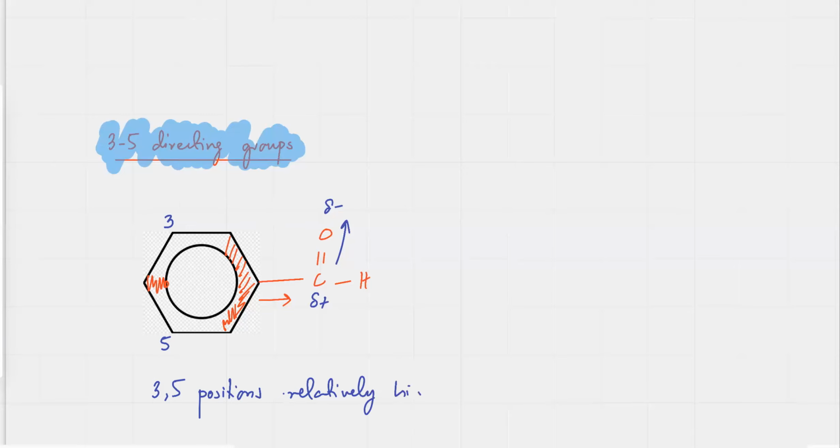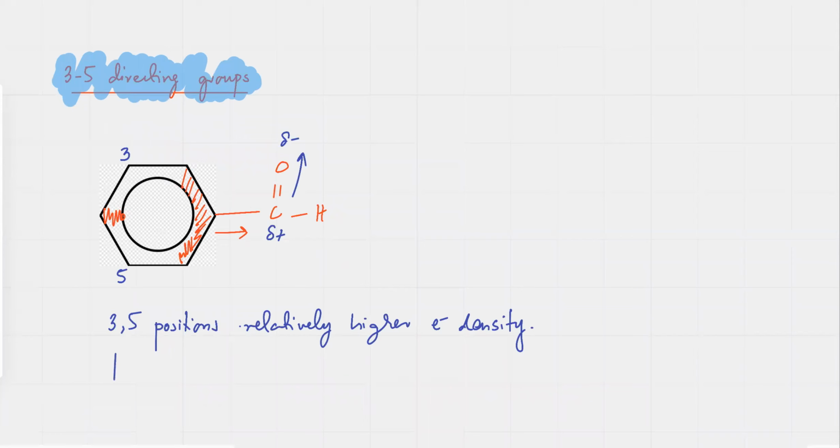So they've got relatively higher electron density. So 3, 5 positions. And remember, I'm using the word relatively because overall, there's an electron withdrawing effect. Overall, it's an inactive benzene. So it's kind of an inactive benzene because it's got an even lower electron density overall, because electron density is getting withdrawn.